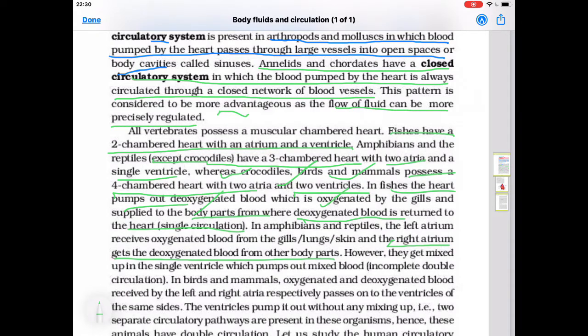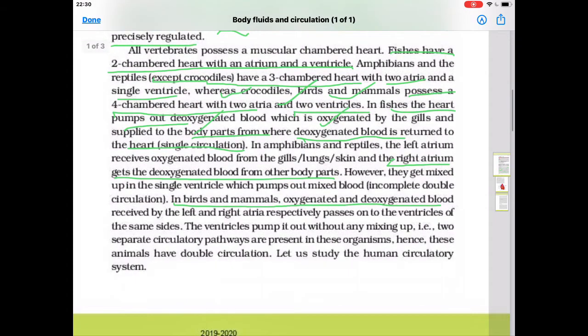In birds and mammals, oxygenated and deoxygenated blood received by the left and right atria respectively passes on to the ventricles of the same side. The ventricles pump it out without any mixing. That is, two separate circulatory pathways are present in these organisms. Hence, these animals have double circulation, as in case of humans.